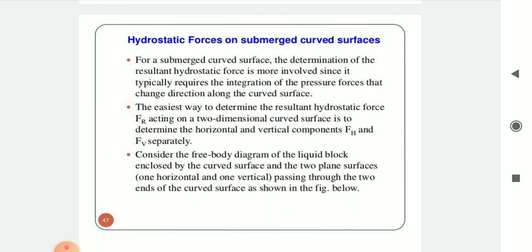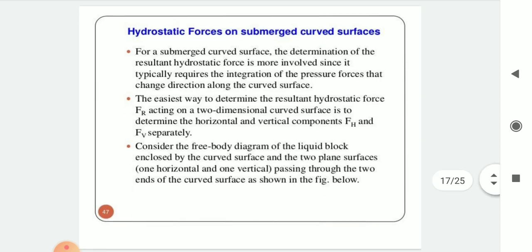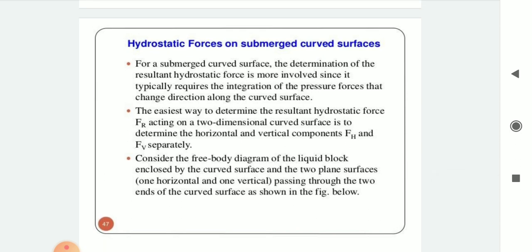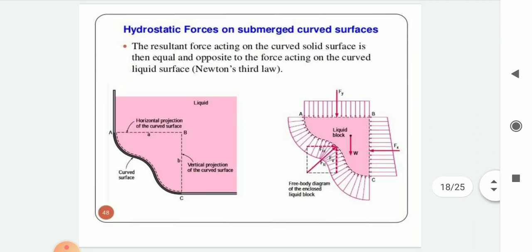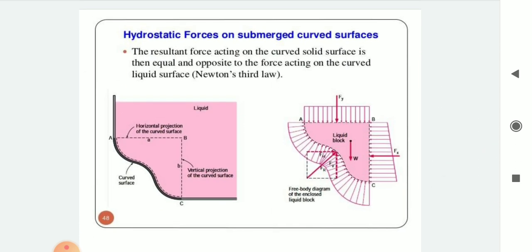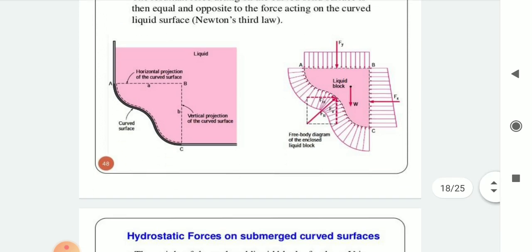Consider the free body diagram of the liquid block enclosed by the curved surface and the two plane surfaces, one horizontal and one vertical, passing through the two ends of the curved surface as shown in the figure below. These are the figures which show the curved surface and the free body diagram of the enclosed liquid block. The resultant force acting on the curved solid surface is then equal and opposite to the force acting on the curved liquid surface, that is Newton's third law.